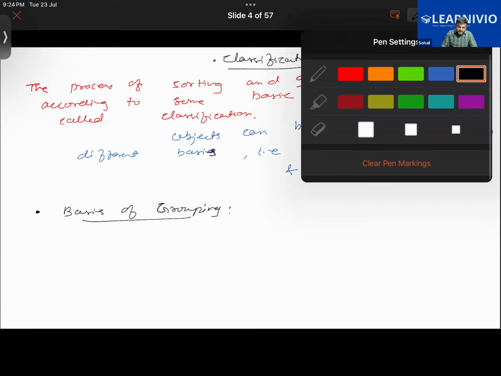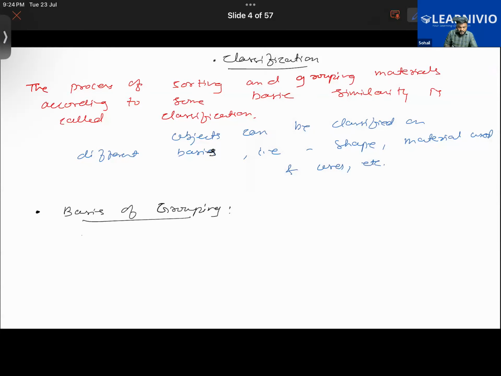So right now, write another paragraph. You will write down: materials can be grouped on the basis of similarities. Their appearance as well, right? Yeah. In example, we're going to write down. So on the basis of similarities they share, for example, we have appearance.